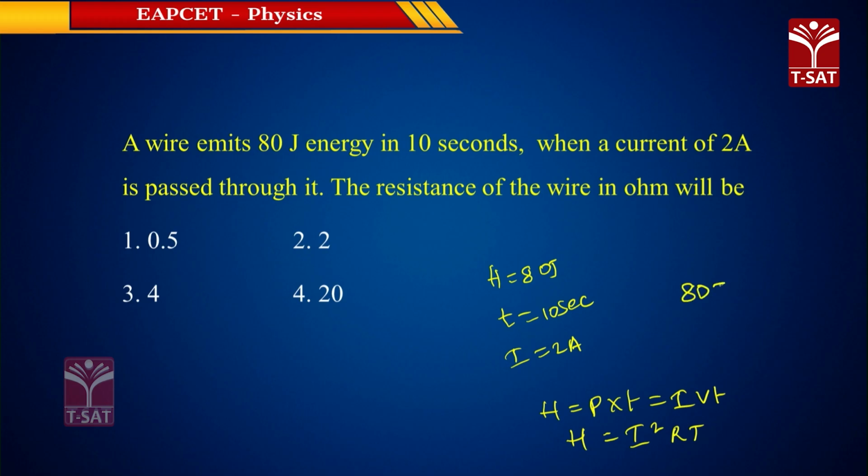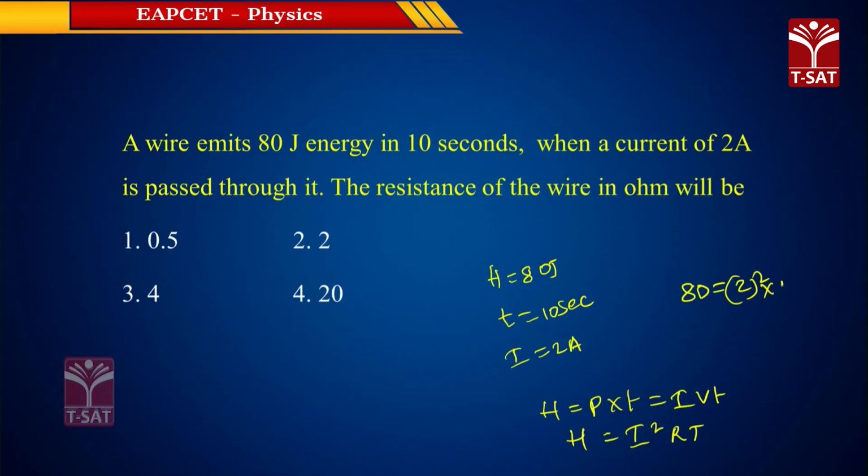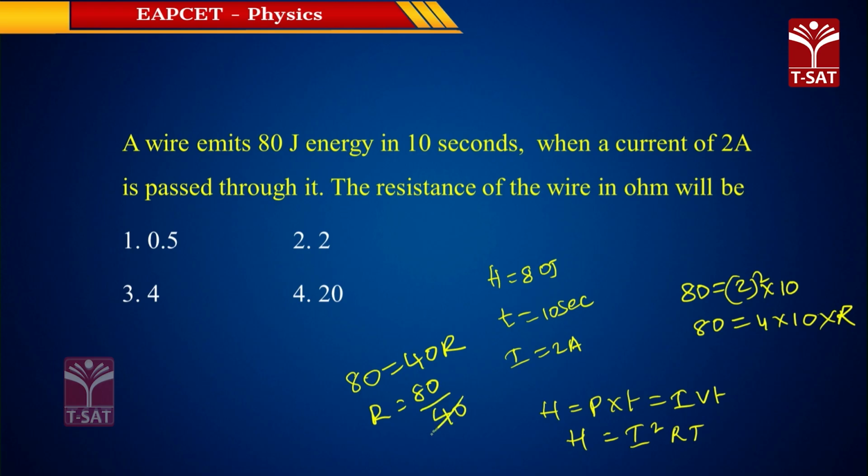80 is equal to 2 square into 10 into R. Okay, 80 is equal to 4 into 10 into R, or 80 is equal to 40 R. Or R is equal to 80 by 40. Therefore, what is the value? Here 2. Here which option? Second option. Okay, keep these formulas in your mind.